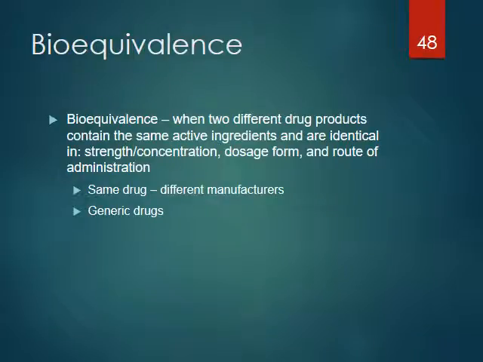Okay. The last thing we'll talk about today is going to be bioequivalence. Again, this is going to be when two different drug products contain the same active ingredients and are identical in strength and concentration, their dosage form, and route of administration. And again, this is going to be really important for generic drug manufacturers to prove in order to get their drug product out on the market.